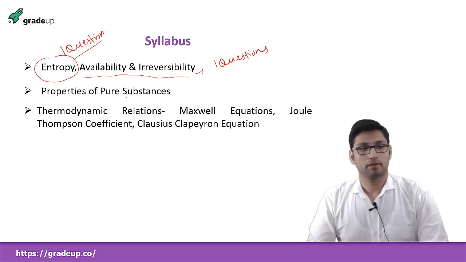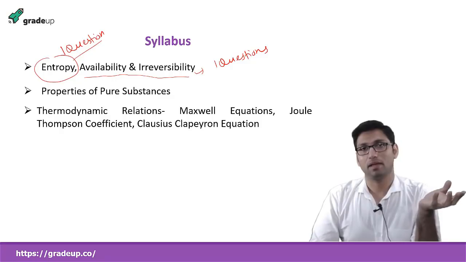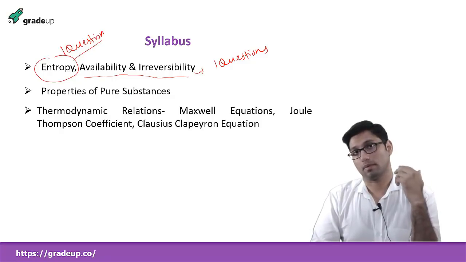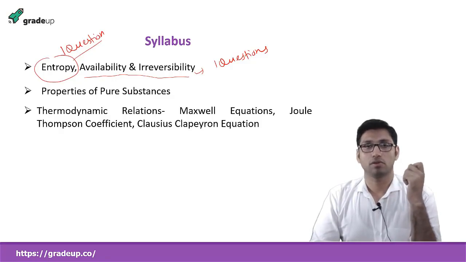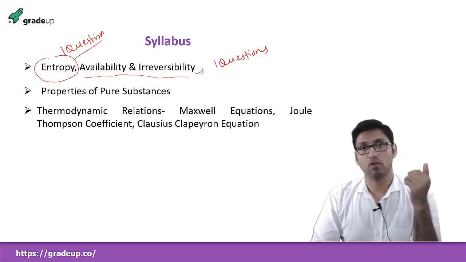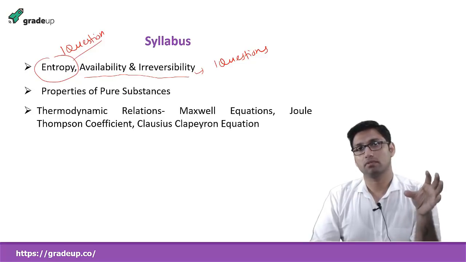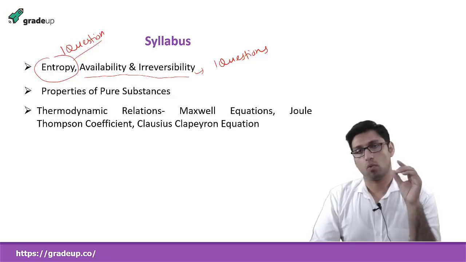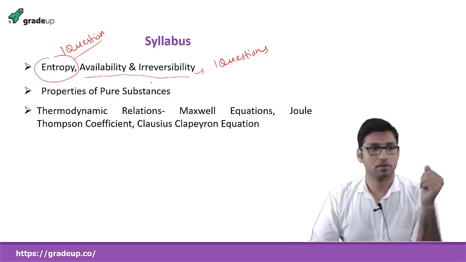Okay, I'm telling you this because I have gone through some previous GATE questions. From that, what I have found is that there are some topics from which at least one question is there every year in the GATE exam. So I'm telling you those topics. So entropy is important, availability and irreversibility is important.